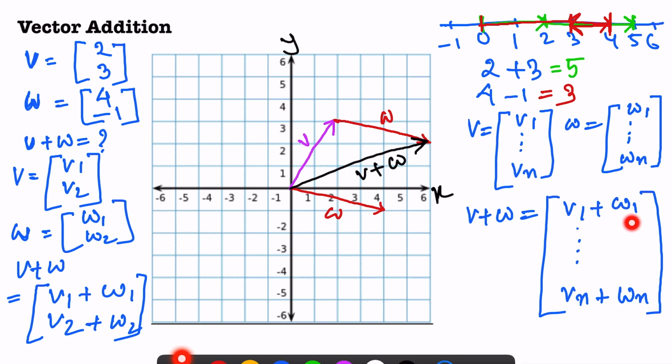Then v2 plus w2 may be the y coordinate update. v3 plus w3 will be the z coordinate update, and vn plus wn will be the last coordinate update, the nth coordinate update. Next is scalar multiplication.